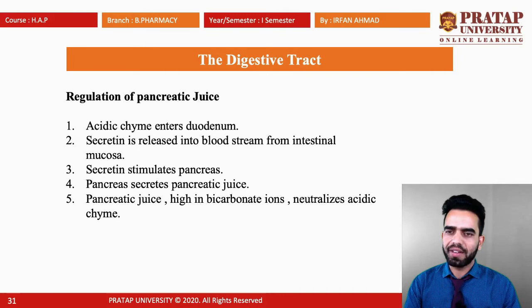So the regulation of pancreatic juice is done by acidic chyme that enters into the duodenum, and secretin that is released into the bloodstream from the intestinal mucosa.